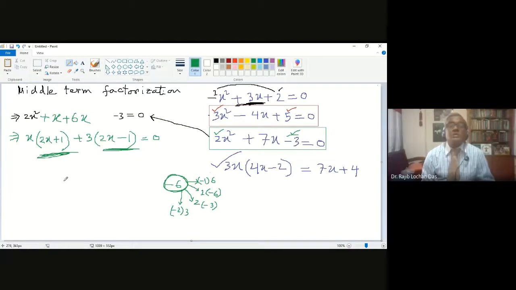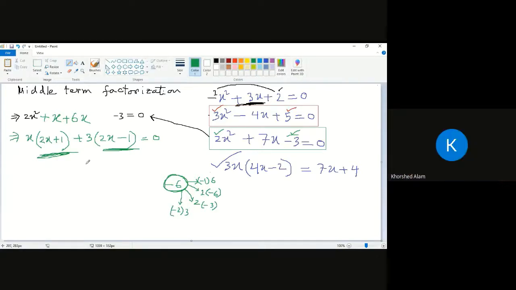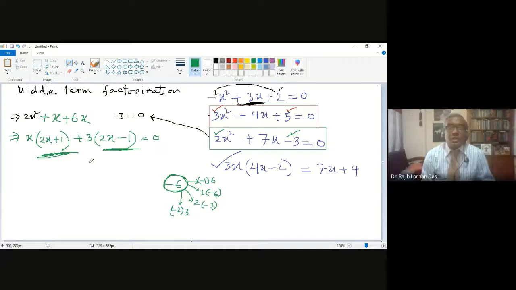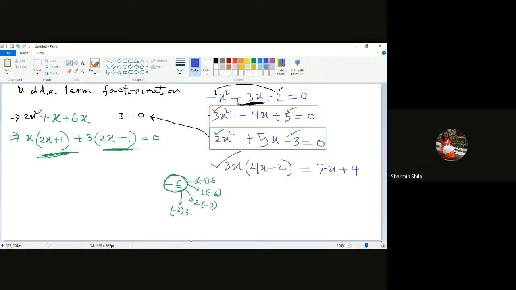Do you understand this? Yes, sir. So it is not really working. But maybe it will work if I give you not 7, if I give you 5. If I give you 5 here, then it will work. What do you think? Yes, sir.